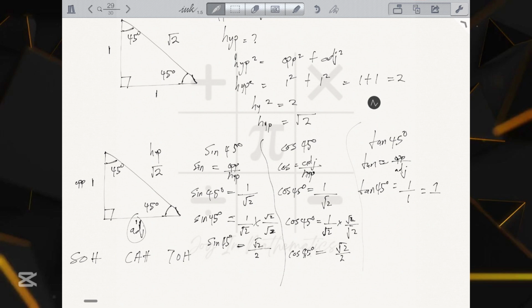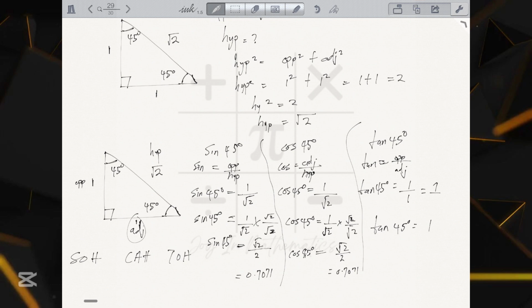And finally, tan 45 degrees is also equal to 1. Now, if we use our calculator, maybe a scientific calculator or just a normal calculator, we have that sine 45 degrees is equal to root 2 over 2, which is similar to 0.7071, and tan 45 degrees is equal to 1.